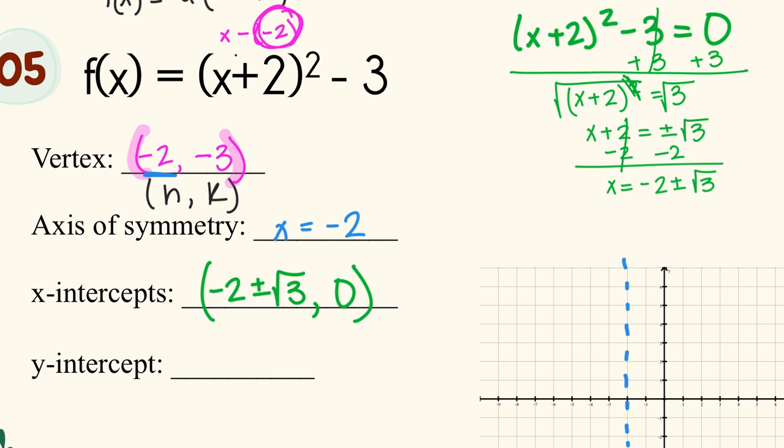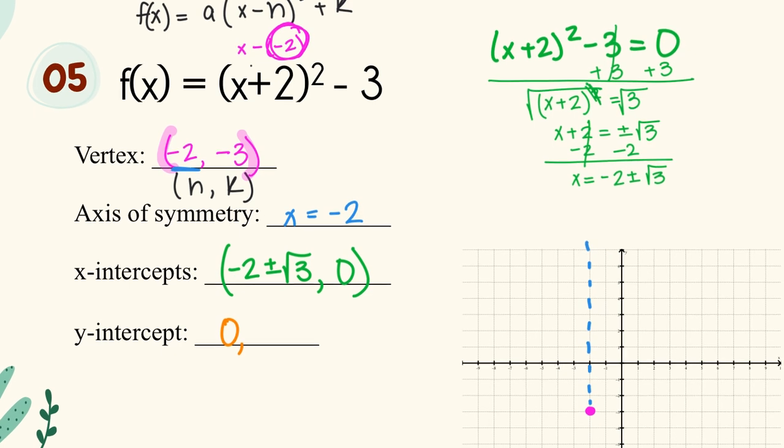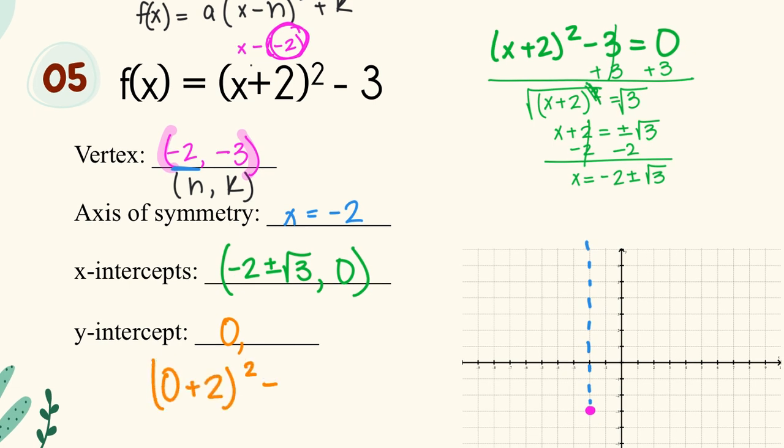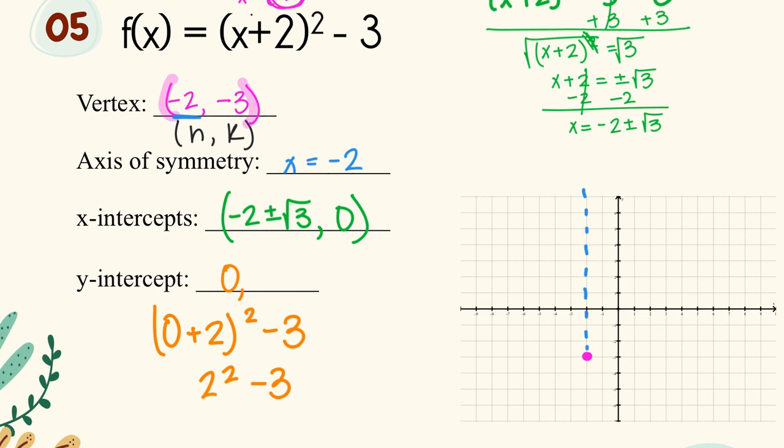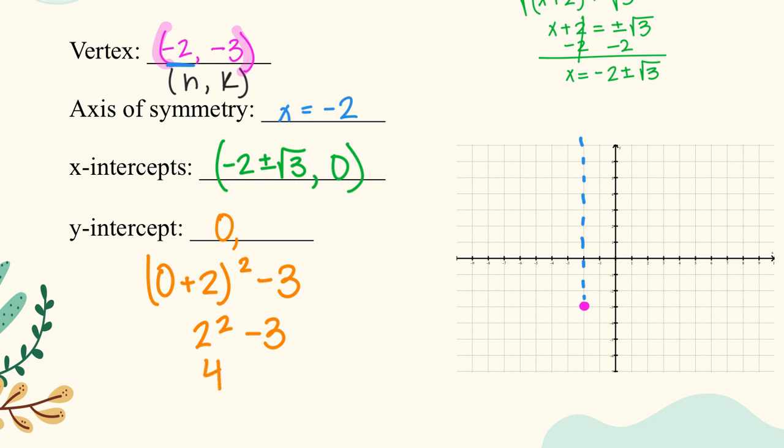I'm going to go ahead and try to solve for my y-intercept. This one's a lot easier. What does that mean? If I'm solving for my y-intercept, that means I have to set my x equal to 0. So looking at it, x is going to be 0. All I'm doing is plugging in. I have 0 plus 2 squared minus 3. I'm going to have 2 squared minus 3. 2 squared is 4 minus 3, and I'm going to get 1.